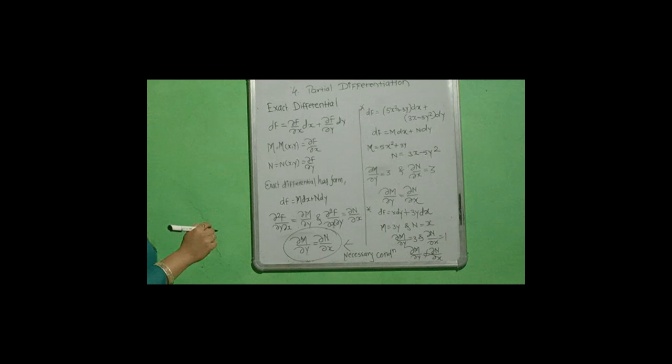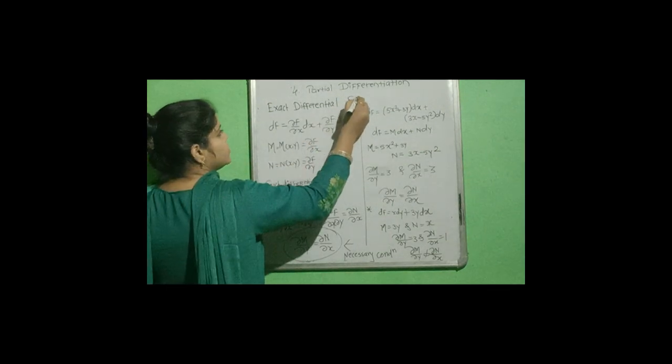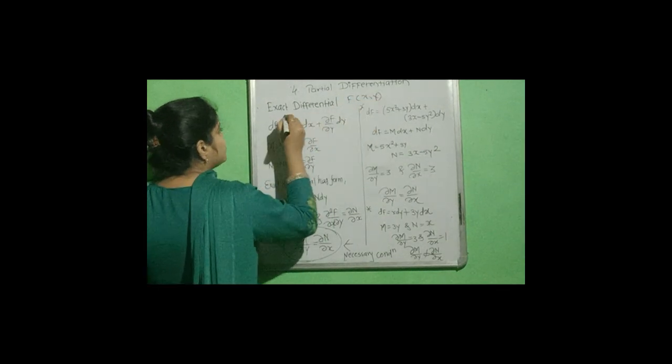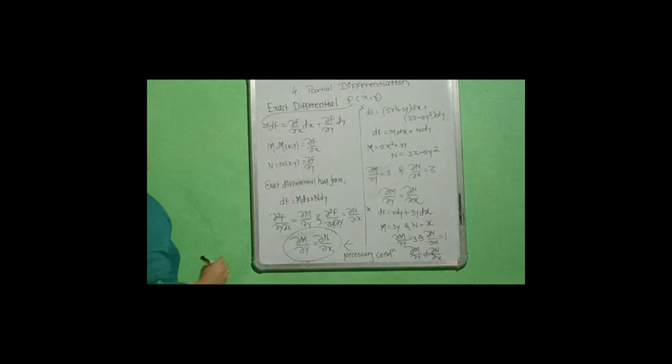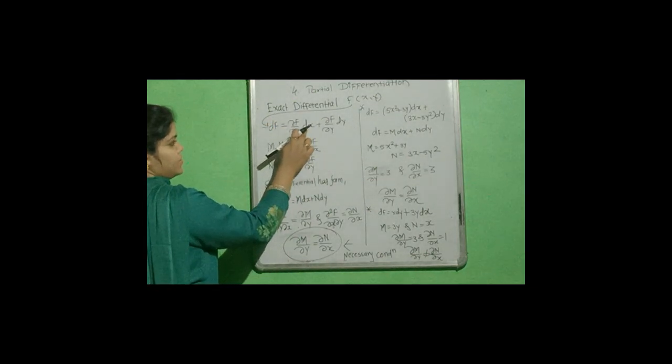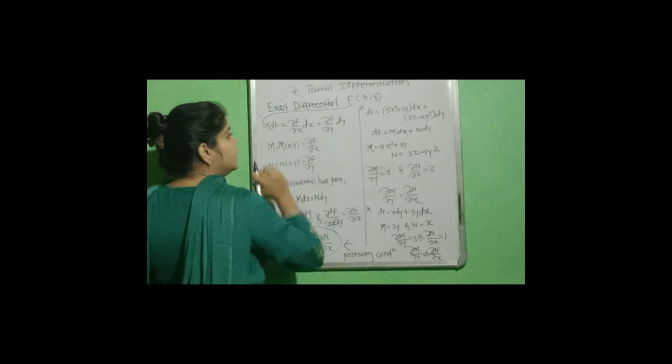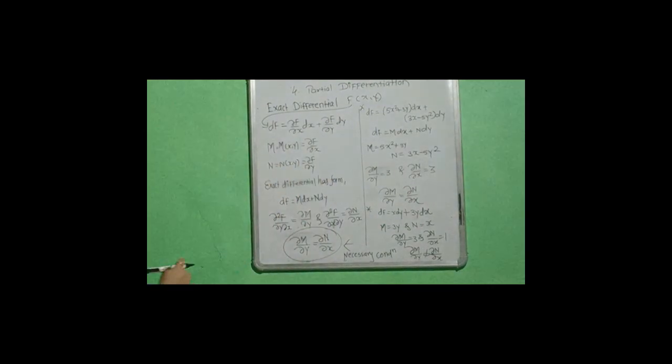We know that if I have a function f which is a function of x and y, then its total differentiation is given by df = ∂f/∂x dx + ∂f/∂y dy. If this equals 0, we get a differential equation in this form, and this equation is said to be an exact differential equation if certain conditions are satisfied.